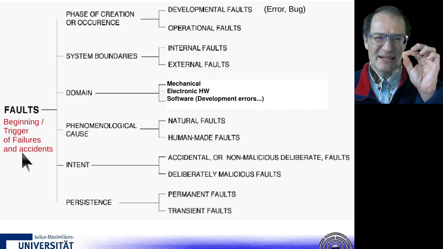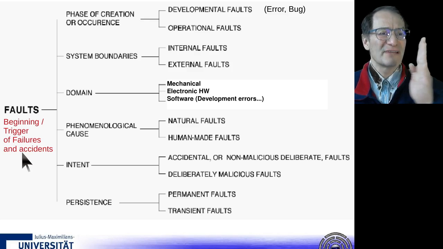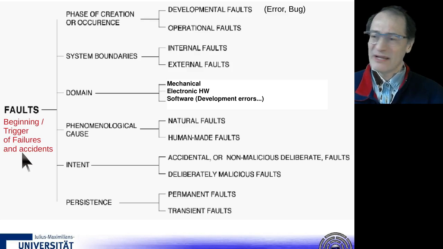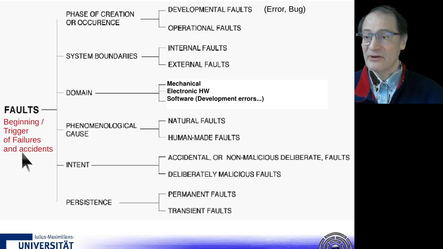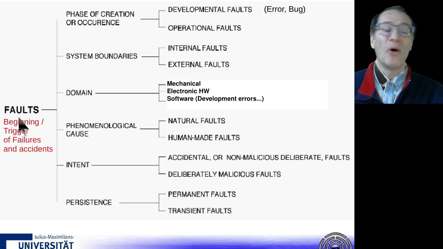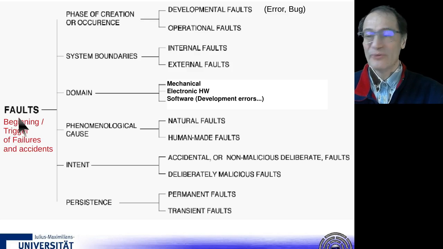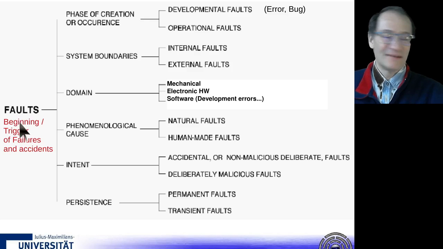First, maybe a very small fault, but it will produce a chain of events until we have the failure, system failure, or maybe an accident. So let's begin with the beginning. How does an accident begin? With a very small fault somewhere.